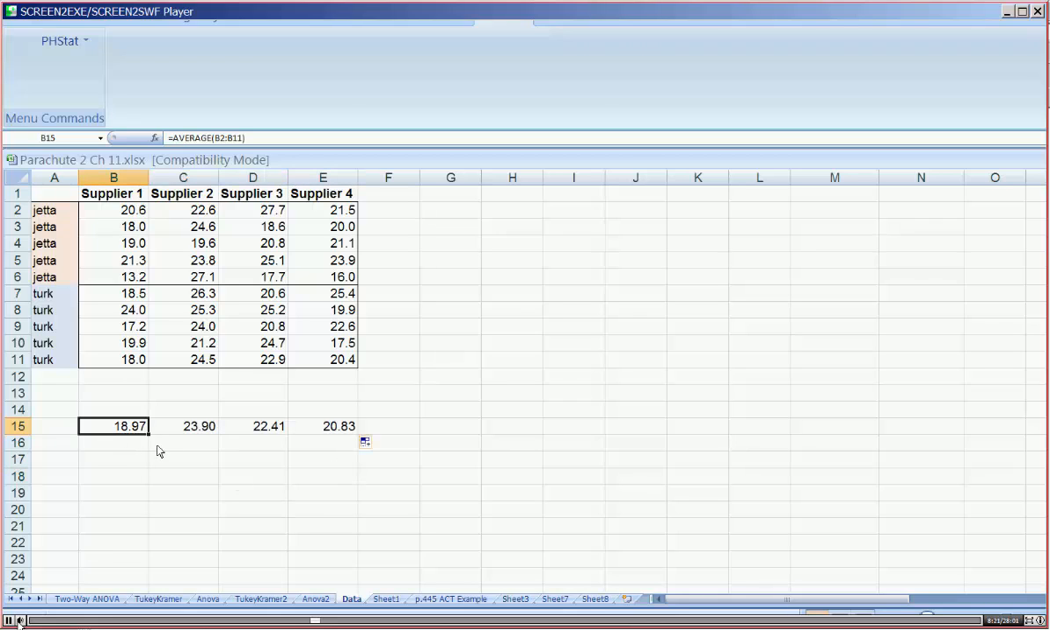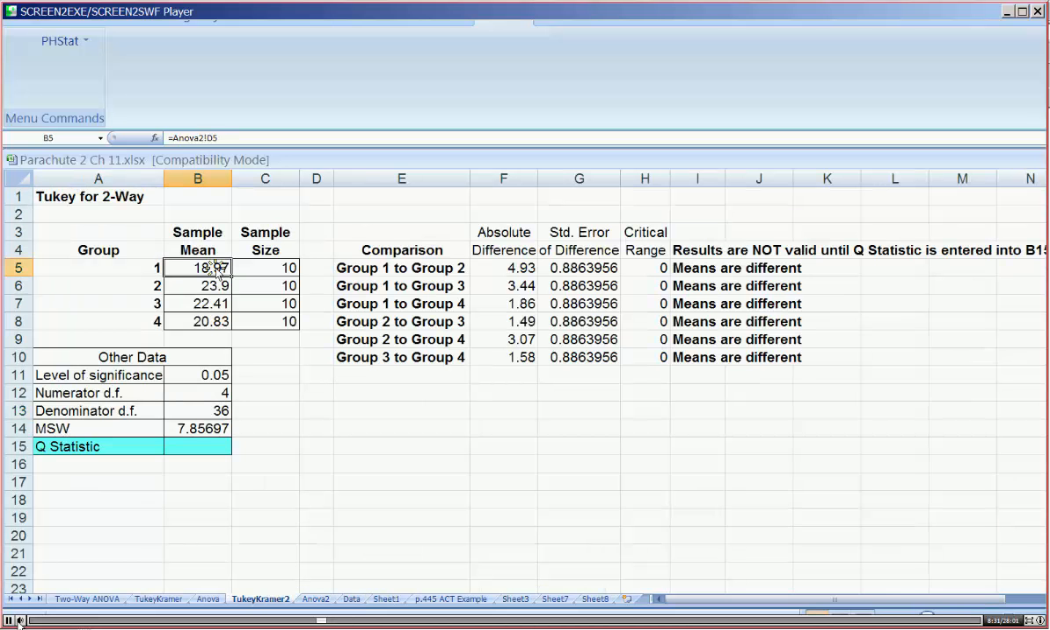And 18.97, let's see what we got there. This looks correct. Tukey-Kramer, yeah, these are the means that we have. Also, the sample sizes are correct. This is incorrect.